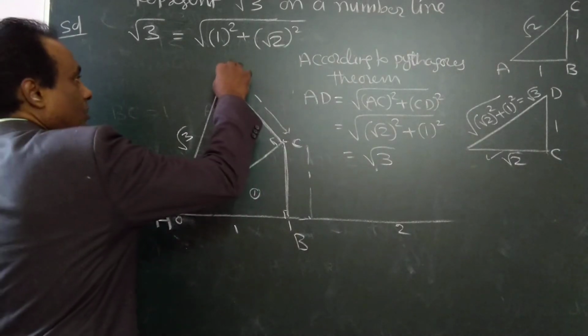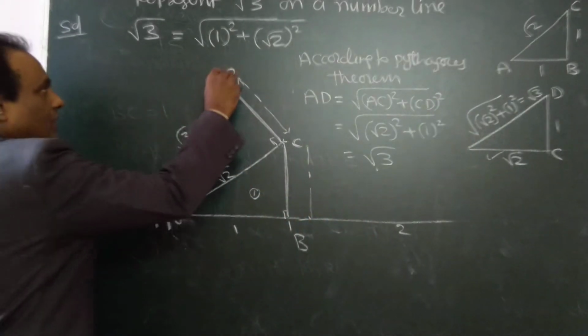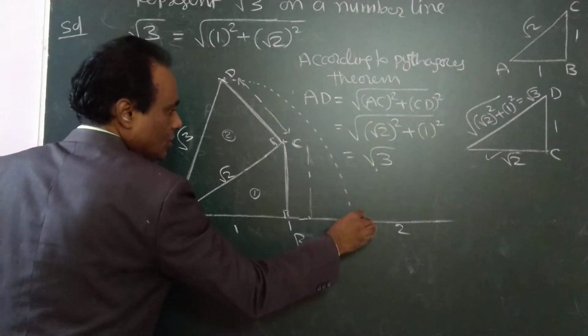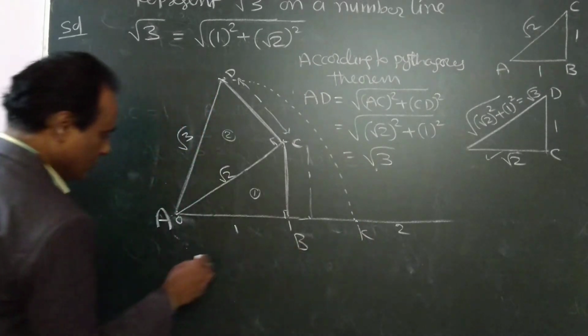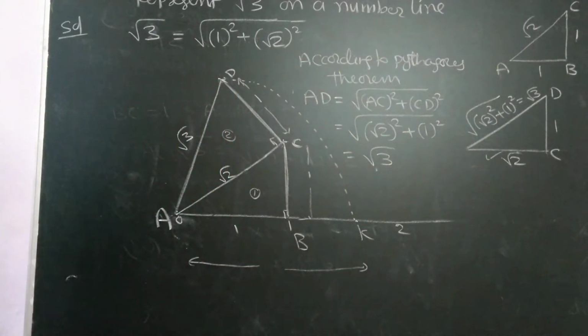Now, but we have to represent the AD on this line. So take a compass, take D as radius, draw the arc like this. So this is say K. This is our answer.